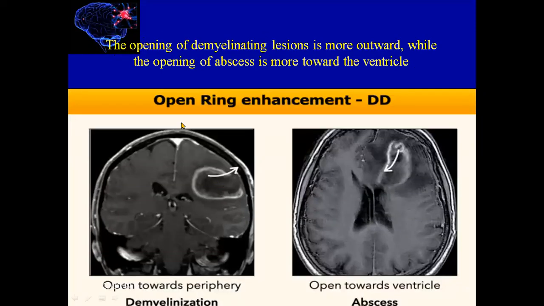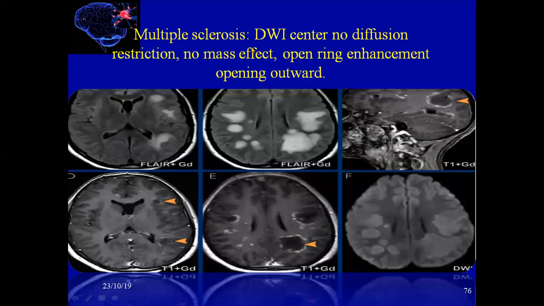The opening of a demyelinating lesion is more outward, while the opening of an abscess is more towards the ventricle. Here it is open outside towards the periphery. This is maybe a demyelinating disease. Where the opening is to the ventricle, that's maybe an abscess. In multiple sclerosis, DWI center shows no diffusion restriction and no mass effect, with the opening of the ring enhancement toward the outside.